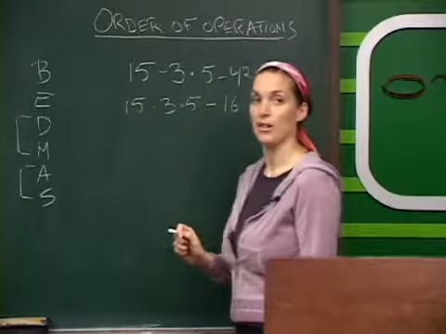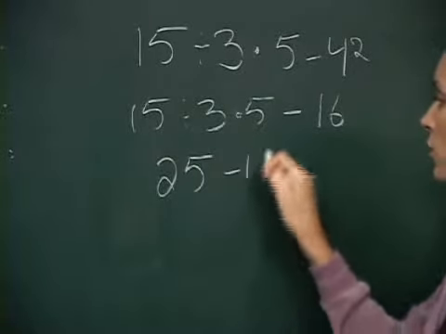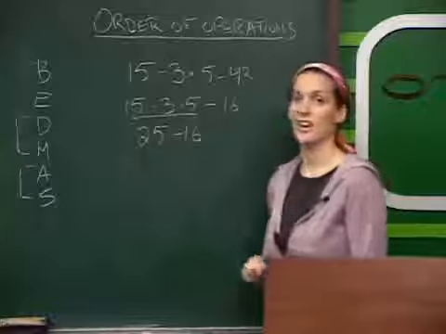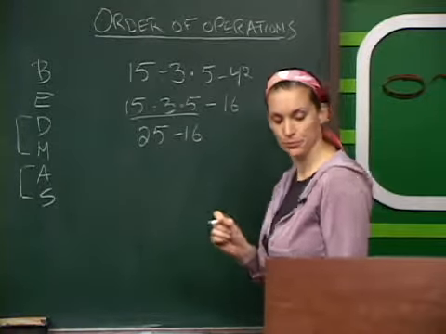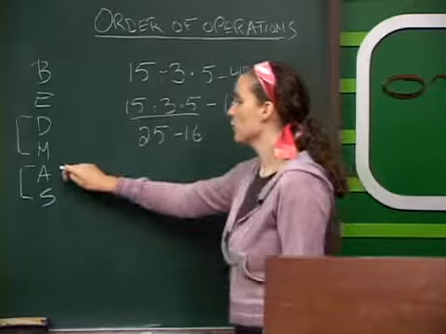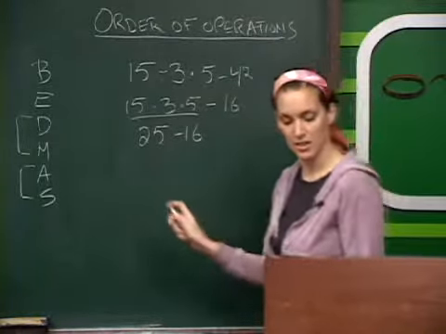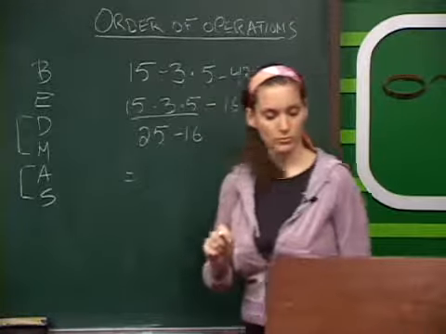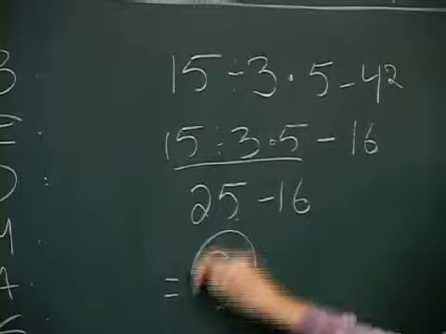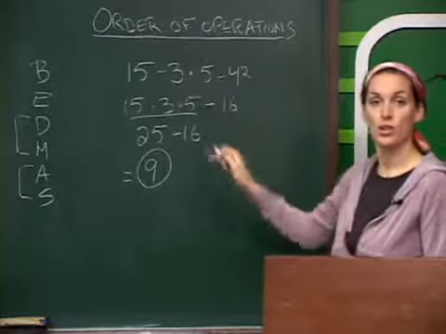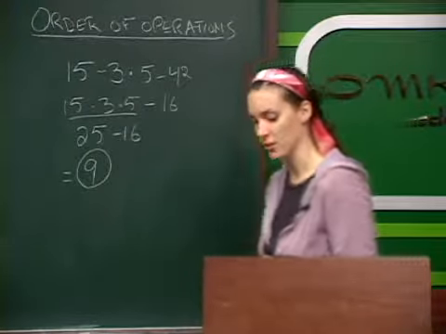So 15 divided by 3 is 5, times 5 is 25. So we can do all those together. Now, if you want, you can break those down step by step also. Not a bad idea. So next we go down to addition and subtraction. Yes, there's one left. 25 minus 16 is, pardon me, 9. So that is our final answer. Make sure you do it step by step, and you should always get that exact same answer.